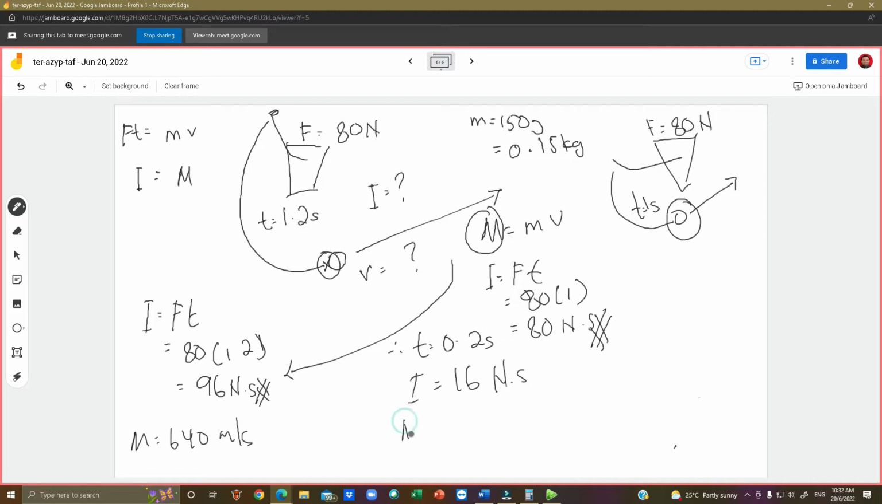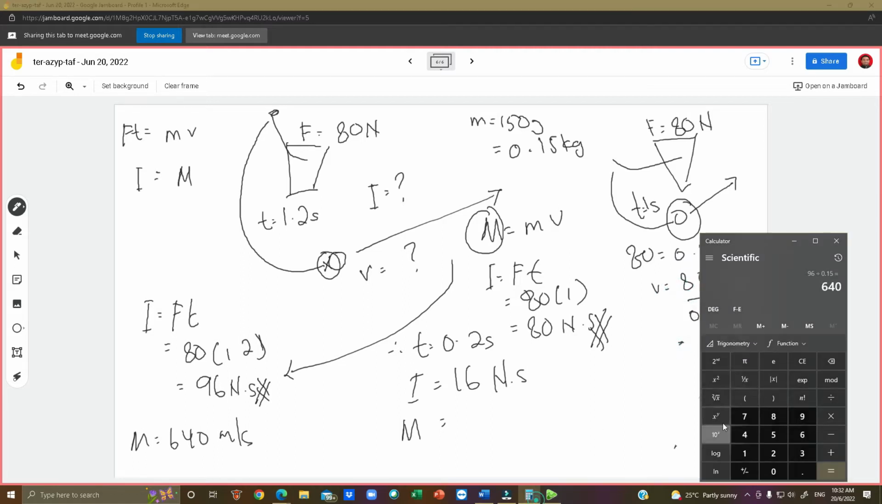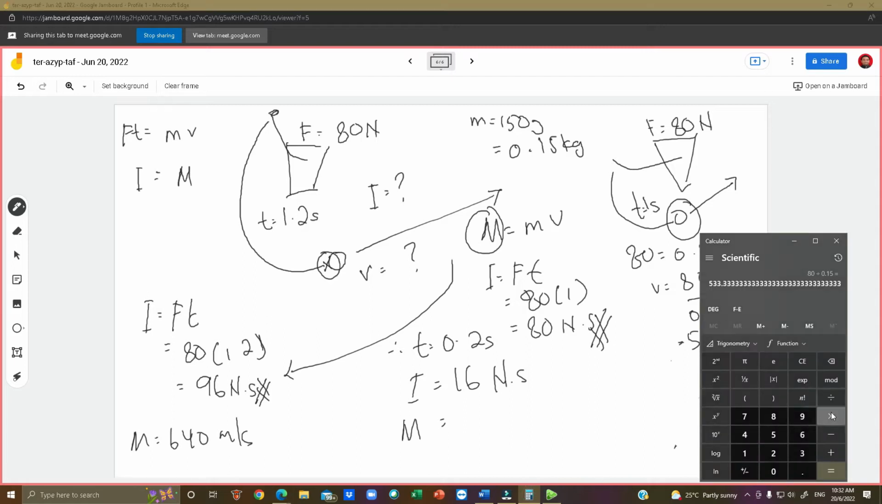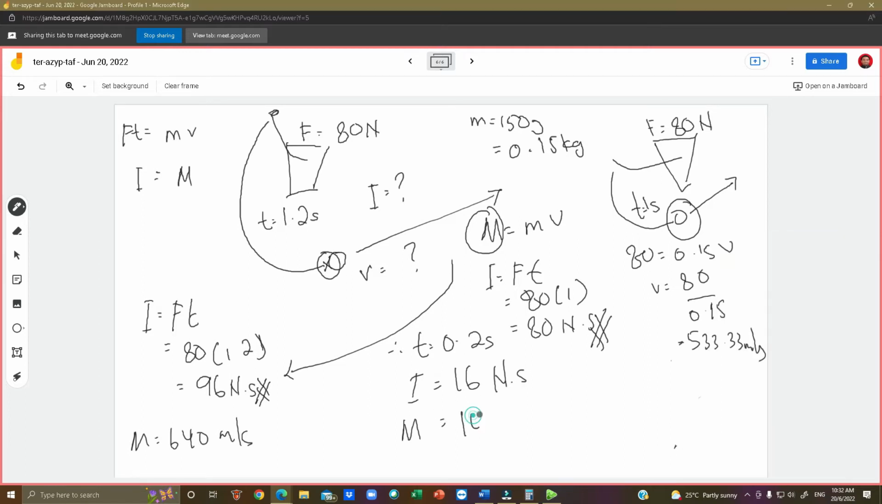Now let's see the difference in term of momentum. Okay, momentum 80 equals to mass 0.15 V. So the V is 80 over 0.15. 80 bahagi 0.15. We have 533.33 meter per second. So if we have 640 minus 533.33, the difference in term of momentum is 106.7 meter per second.